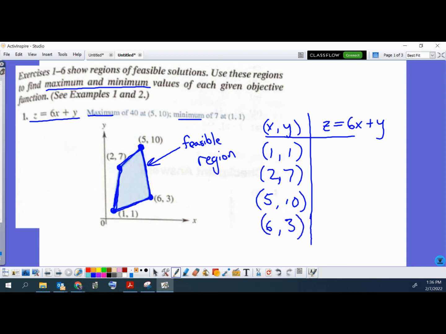And you might be able to tell sometimes which one's going to be the answer, but you should show this work anyway, because this justifies that answer. It shows that we're 100% sure this is the max and this is the min. So all I need to do now is plug these into that objective function, x and y, right?